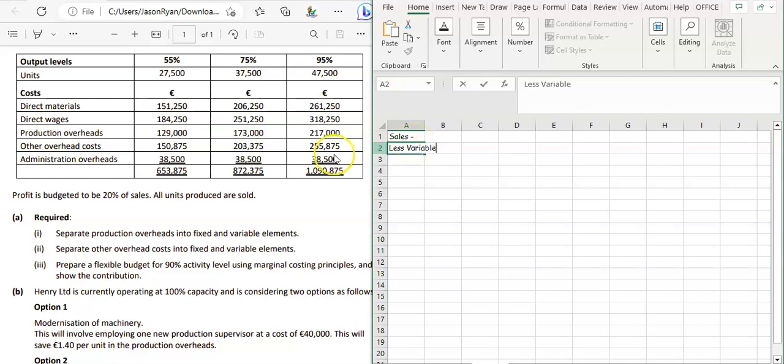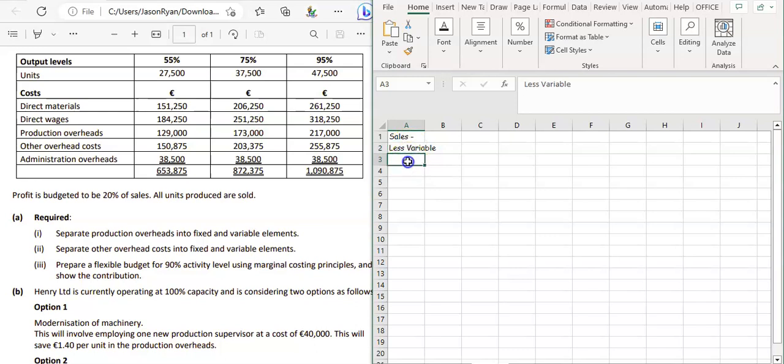Now we know in this question that we've got variable cost of production overheads and other overheads because we separated them in part 1 and 2. But also direct materials and direct wages are also variable costs. So we need to calculate how much they are per unit. So marginal costing is your sales, less your variable costs.